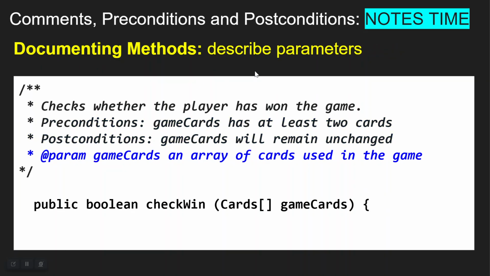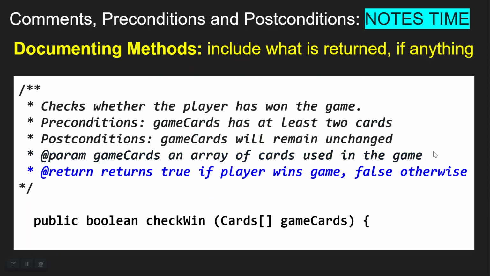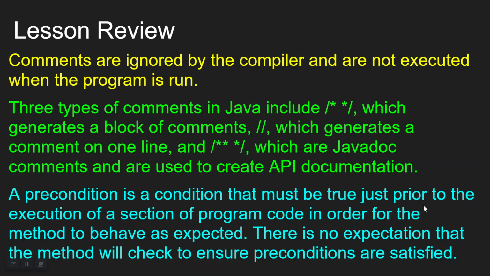And then I need to describe my parameters. So @param gameCards is the name of my parameter, and it is an array of cards used in the game. And then finally, I need to do @return. So what is returned by this method, if anything? Well, this is a return method. It doesn't say public void check_win. It says public boolean check_win. So there would be a return value. And so I say @return, and then I just say what is returned: Returns true if the player wins the game, false otherwise. So there you go. Let's go ahead and get to our lesson review.